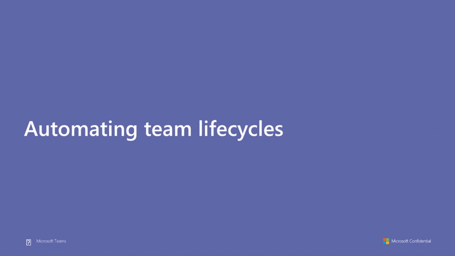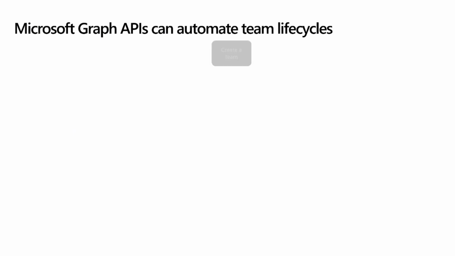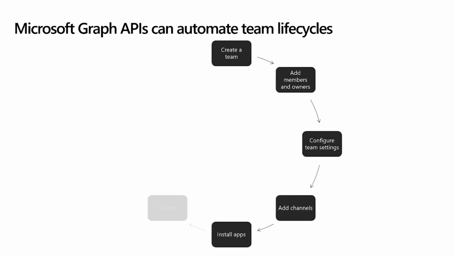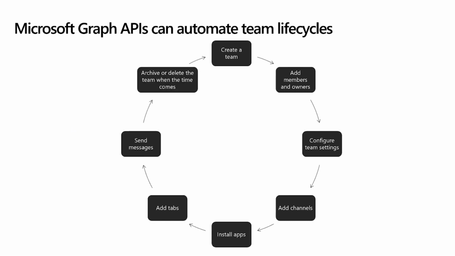One of my favorite things to do with Graph is to automate team lifecycles. You can create a team, add members and owners to the team, configure the team settings, add your channels, install apps, add some tabs to those channels, send messages to let people know the team is ready, and then you can just use the team. It's fully set up. You just had to write a few APIs, and with a click of a button, now your team is ready to go. And after people have used the team for a while, the team's run its course, you can then archive the team or delete it.